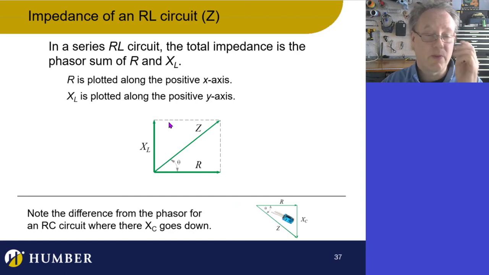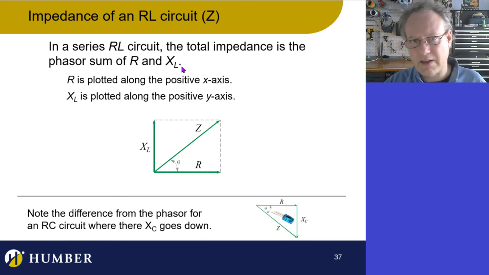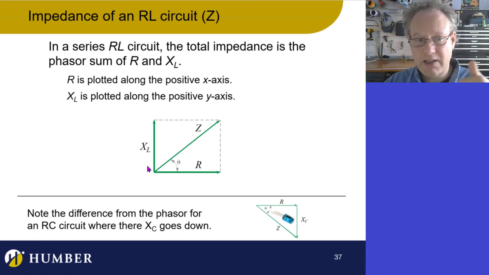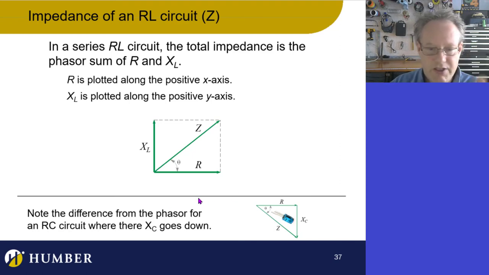You've seen these formulas before, but before we move on, let's just say in an RL circuit, the total impedance is the phasor sum of the R and the XL. You recognize this from capacitive circuits. I just need to mention that this is actually really important. XL, inductive reactance, goes up. Capacitive reactance goes down, which is actually really cool, and it will come into play when we put capacitors, inductors and resistors into a circuit. So just note that they're backwards.